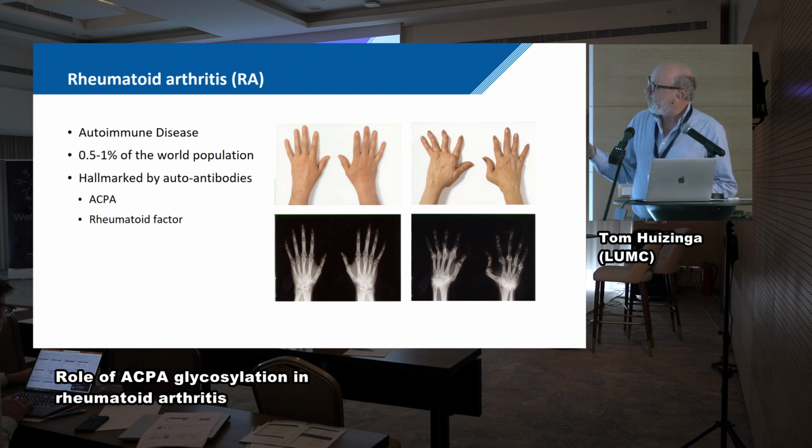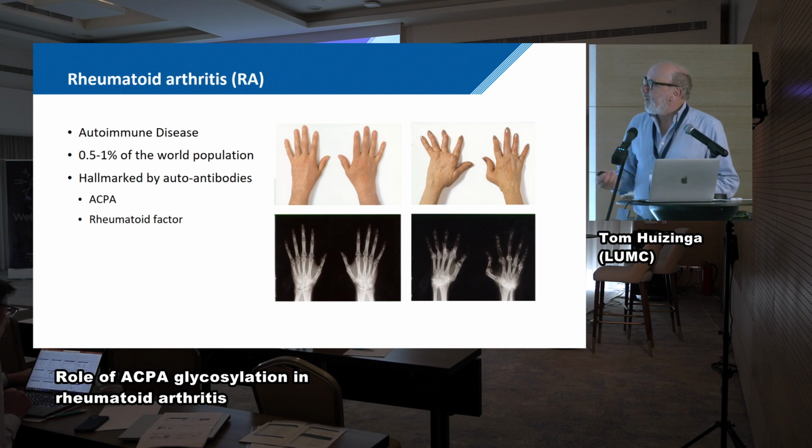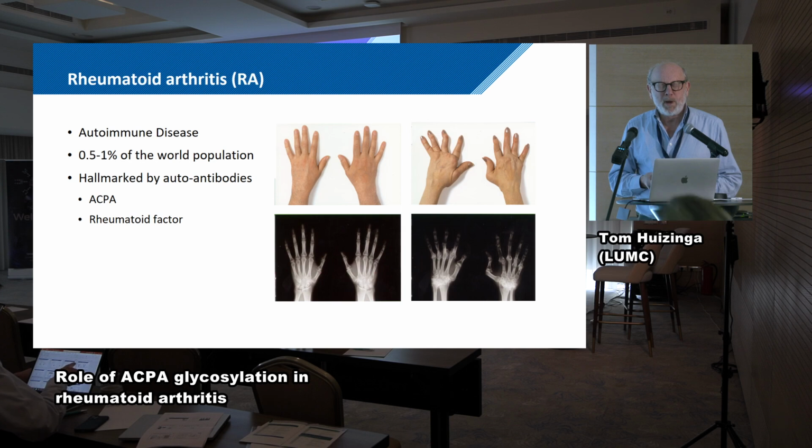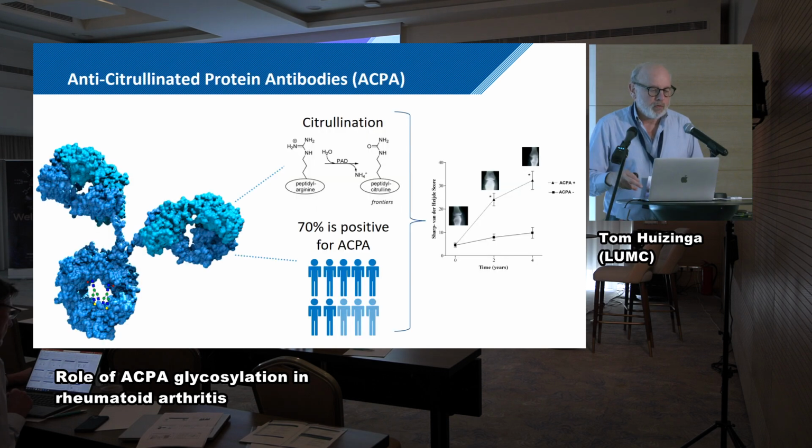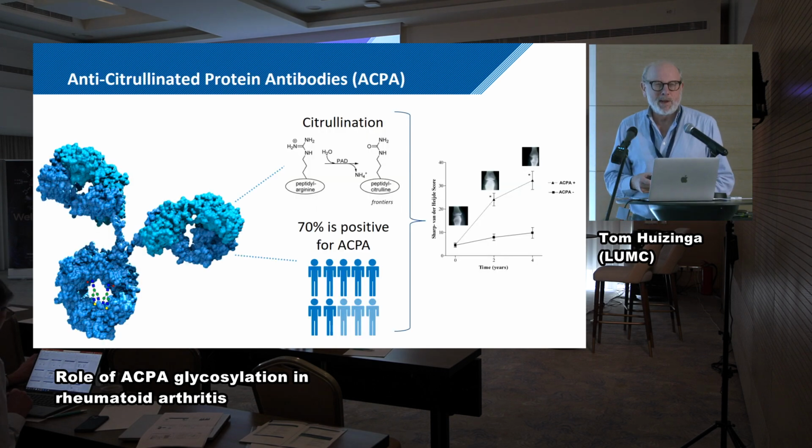It's a disease of the joints, and it basically leads to dysfunction and destruction of the joint. It is very common: about 1% of the world population has this disease. It is hallmarked by autoantibodies, and that's actually the focus of my talk. There are two antibodies. One is rheumatoid factor, a very old antibody, and the other is the so-called anti-citrullinated peptide antibodies. What happens is that arginine is converted to a citrulline. Tolerance to the citrulline is broken, and then you make these antibodies.